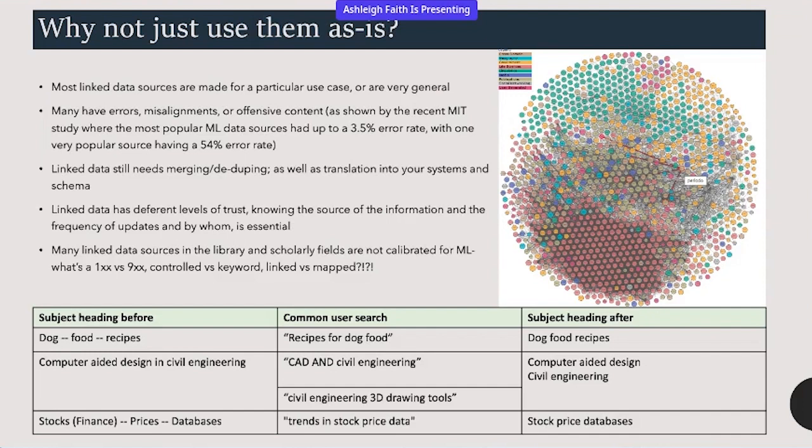So be careful when you are going through and using anything like this in machine learning. Linked data still does need merging and deduping. It's not a silver bullet. You definitely have to still do mappings and munging and deduplication of what you're seeing. And if you have a specific schema, or you are maybe using something outside of English, many of these are in English, not all, but many are, you do have to do some more munging of the data to get it into your system and to make sure that your machine learning models can read it.